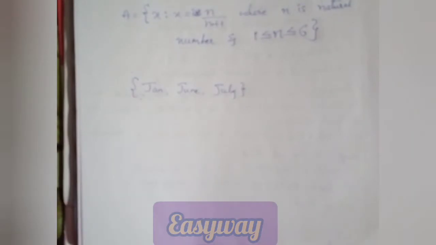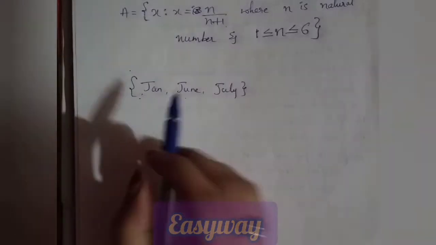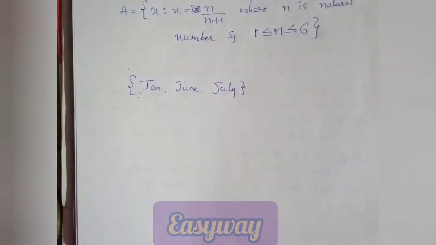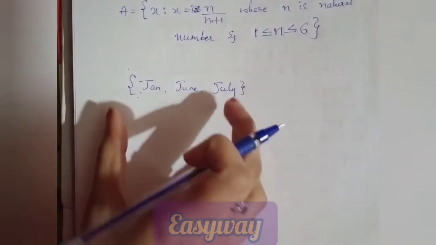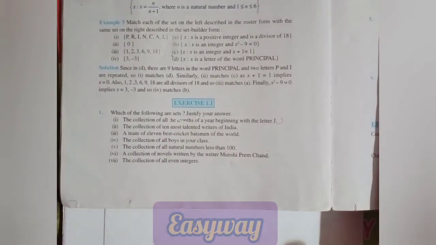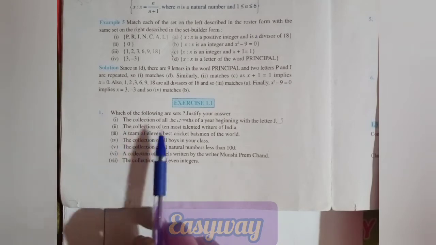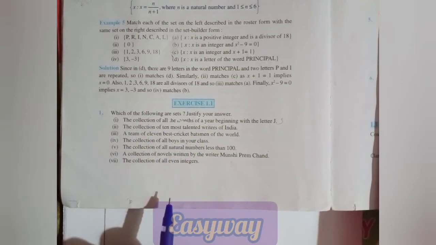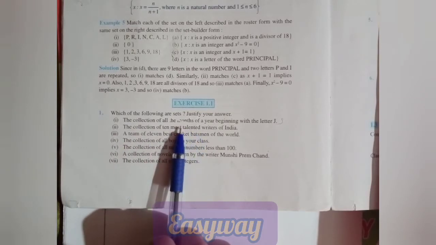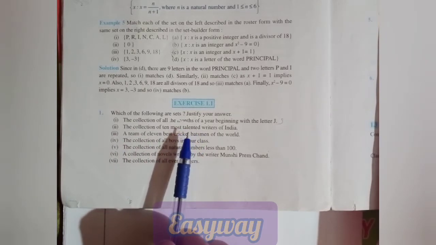Rather than this, is there any other month which starts with J? No, it is a set. Next, the collection of 10 most talented writers of India. Is it a set or not? No, it is not a set because they have given only 10 most talented. We have so many writers in India, so it is not only 10, right? So it is not a set.